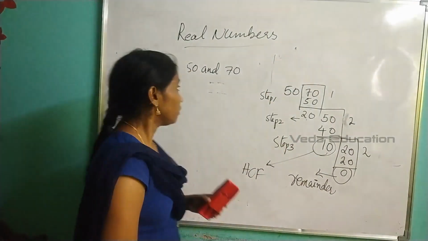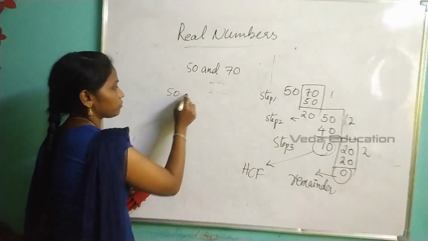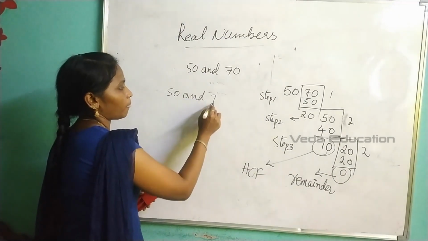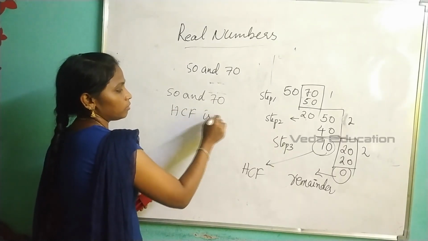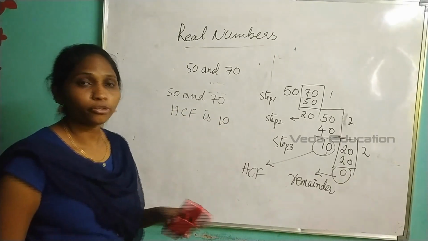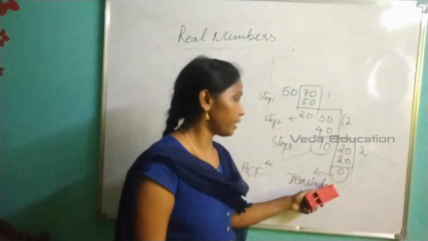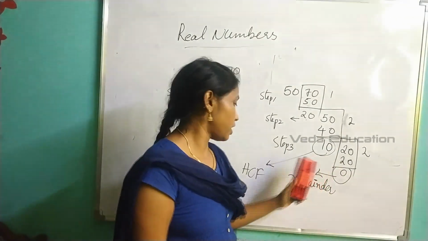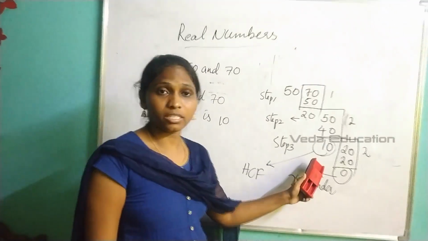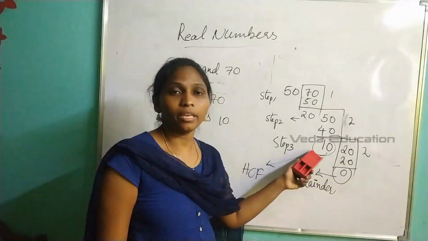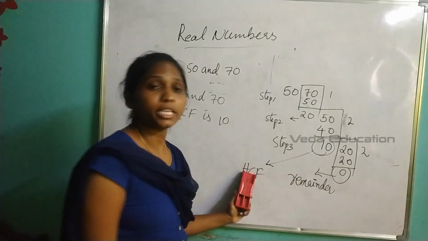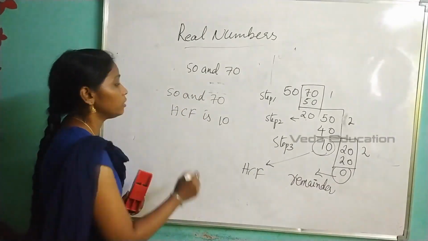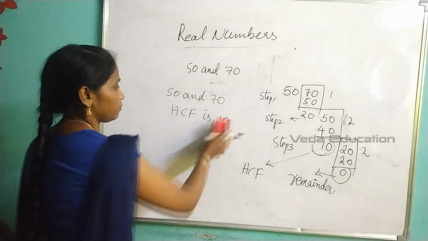So for 50 and 70, HCF is 10. Not quotient, not remainder. Where we got remainder 0, that divisor we consider as a HCF. Common divisor, another name is factor. So we will consider this divisor as highest common factor. Got it, everyone? Now how to apply Euclid's?